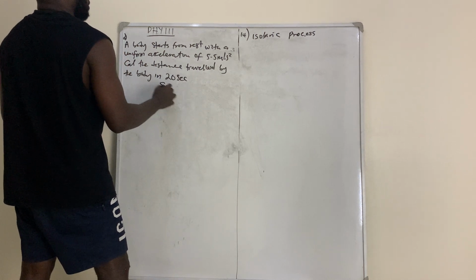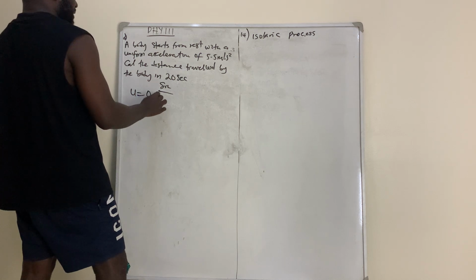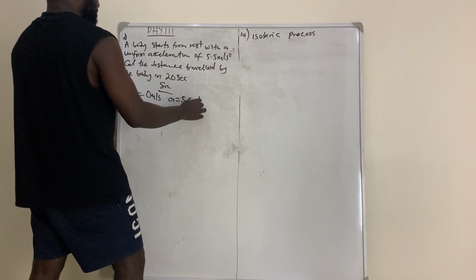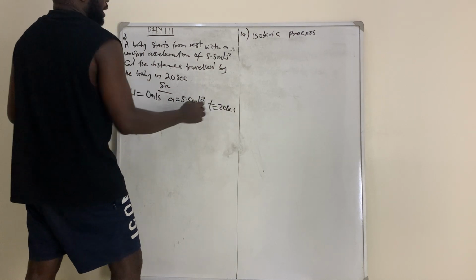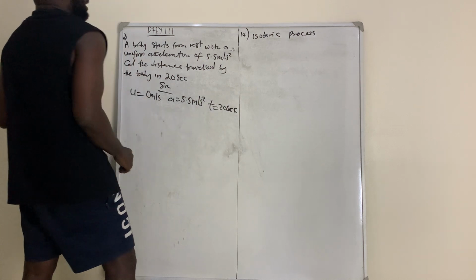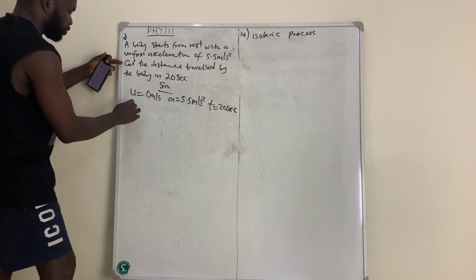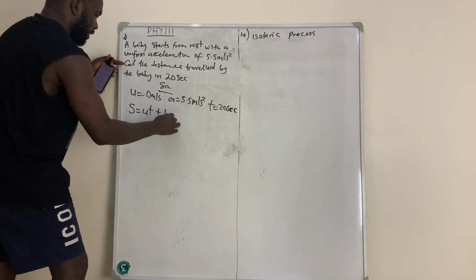Okay, solution. The first thing they gave us is that because it started from rest, our u is 0 meter per second. They gave us acceleration, which is 5.5 meter per second square, and the next thing they gave us is time, which is 20 seconds. I told you that anything motion can never escape the three equations of motion. The last equation of motion says that s is equal to ut plus half at square.